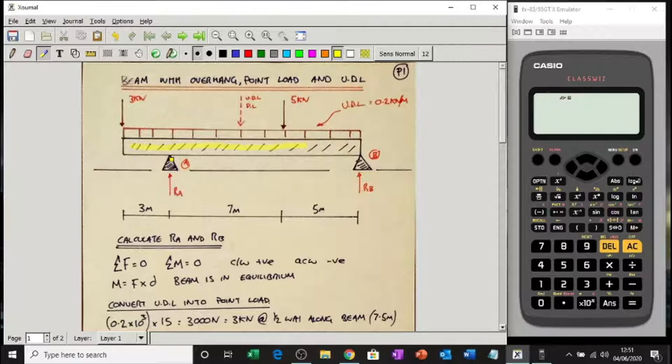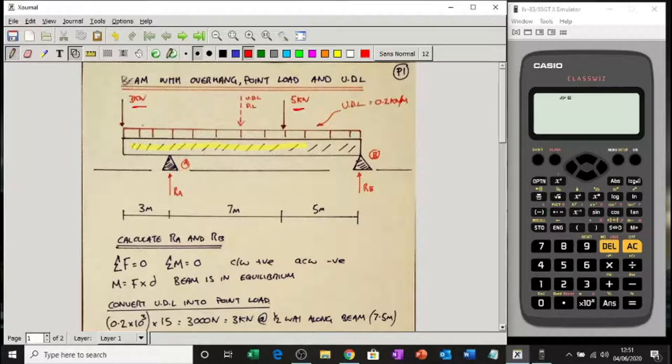With this one, it's not just supported at the ends. Look, it's got a bit of an overhang. So here is an overhang, which won't cause any problems because we just do the same method. You don't get scared of the overhang, because people do for some reason. It's got a point load here, 3 kilonewtons, coming straight down.